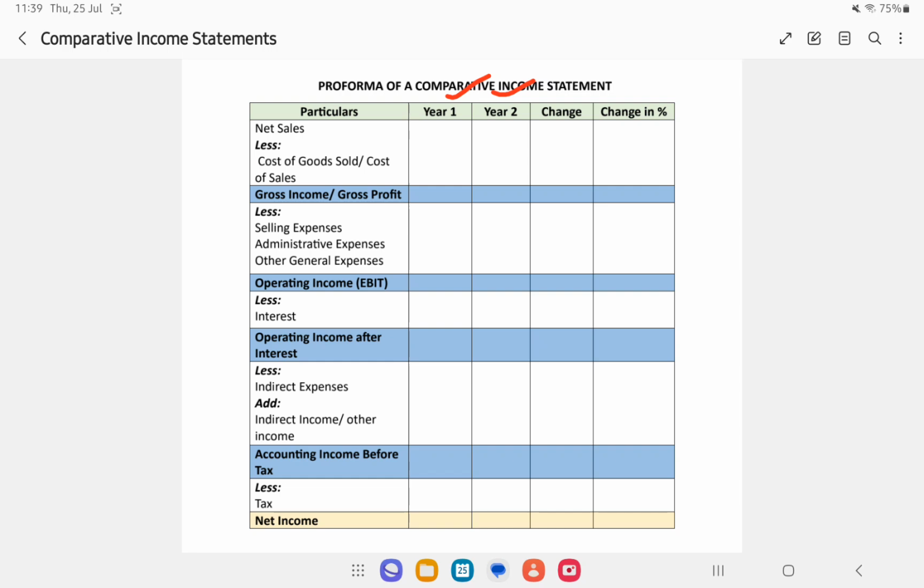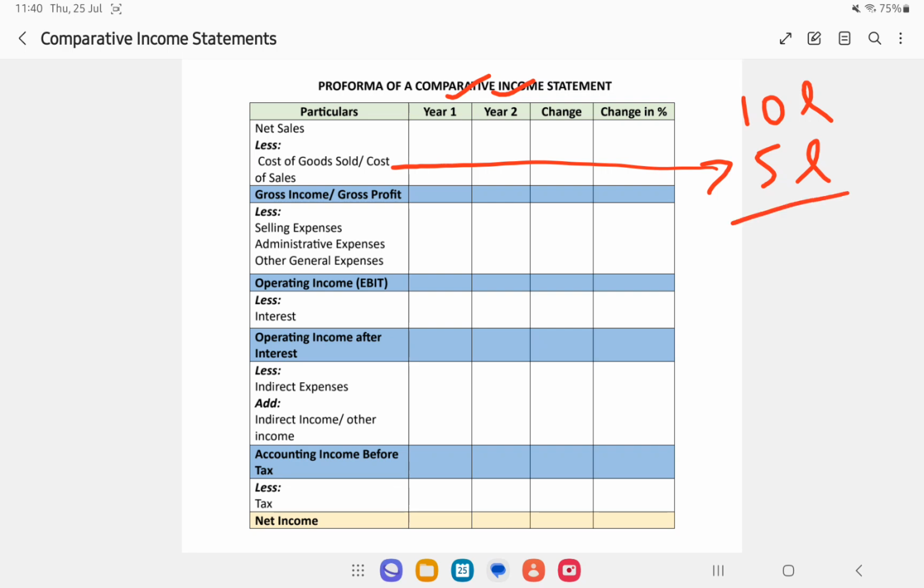Think we are running a hotel. We have to buy the raw material. We have to buy the vegetables, rice, everything. So we have made sales of 10 lakh rupees. The amount we spend to buy that raw material, vegetables, and all those things are just deducted here. That is the cost of goods sold. Let it be 5 lakh rupees.